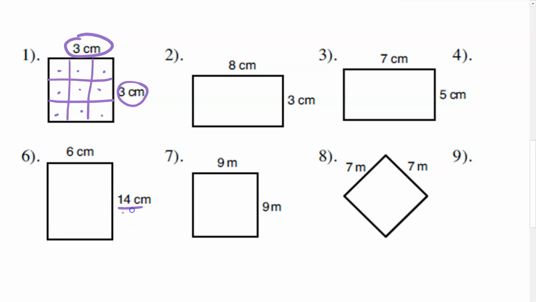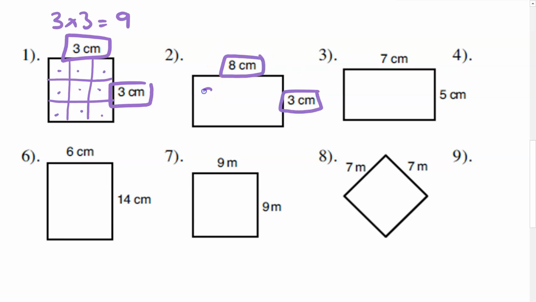And could you imagine trying to cut that into 14 bits? No, no, no, no, no. So we need a quicker way. And the quicker way is to multiply these two numbers together. So in this one we've done 3 times 3, which is 9. In this one we would do 8 times 3. I'm going to write it in here. 8 times 3 is 24. Now there's something missing off my answers.